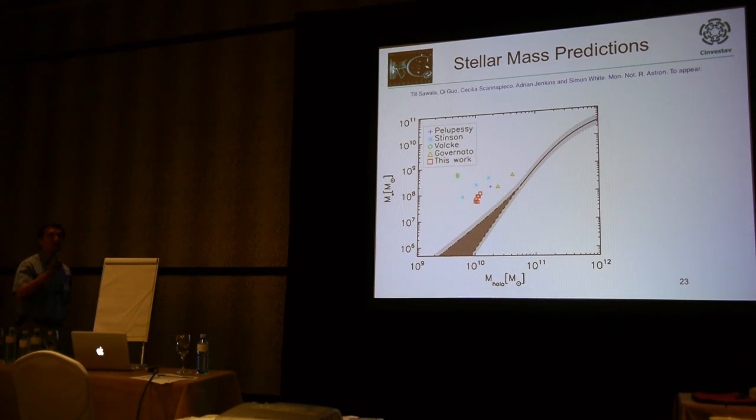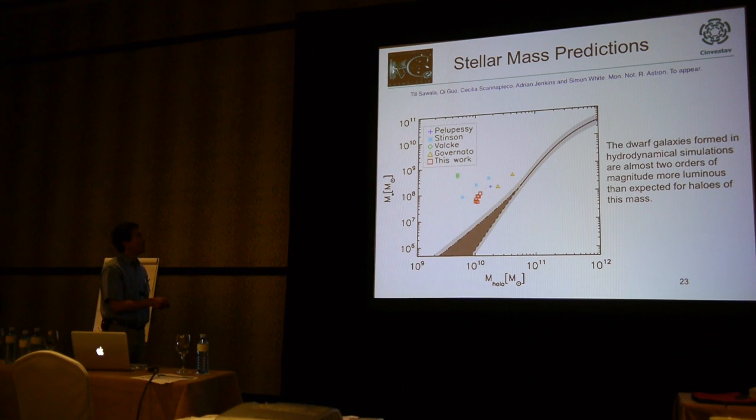Well, you can say, well, this is a small problem, but now, you see, here I show you not only those simulations, but many other simulations using hydrodynamics. And for example, this group here, you see here, these are many simulations, and all of them have exactly the same problem. You have here the mass of the halo, and you have here the mass of the stars, of the luminous matter. And in general, when you form a galaxy, you will have an amount of luminous matter. The dark galaxies formed in hydrodynamical simulations are almost 2 orders of magnitude more luminous than expected for halos of this mass. The observations are not coinciding with these simulations.